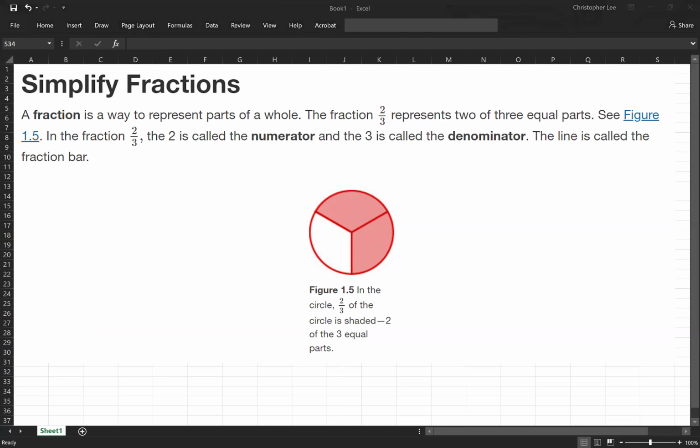And two out of the three parts of this whole are shaded in. So that's how that's represented.